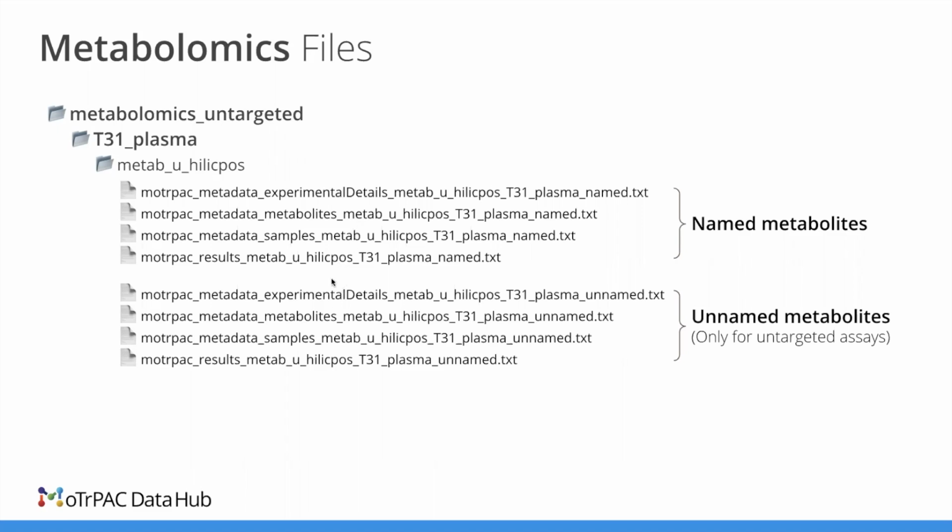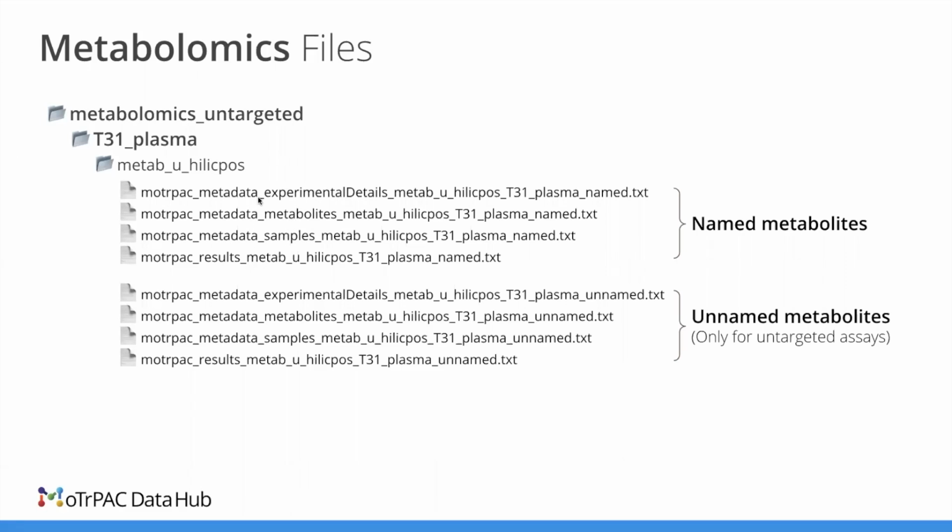The reason these are separated is, first of all, the results of the named metabolites were produced using an additional step of identification for known metabolites, but also this part of the data set is much smaller than that of the unnamed metabolites. So if you're only interested in named metabolites, it's much easier to just use these files as they are much smaller. We have here 3 metadata files and 1 results file.